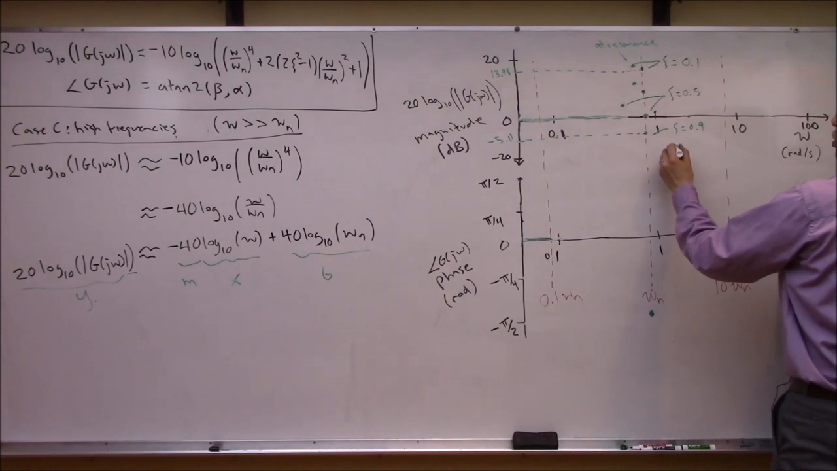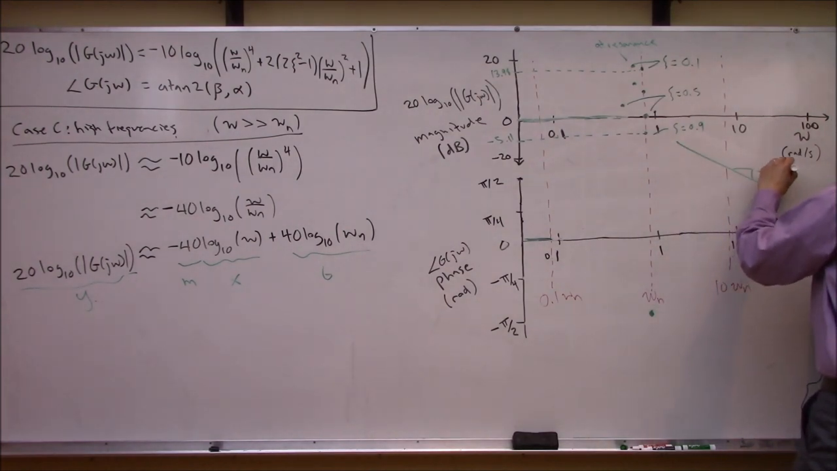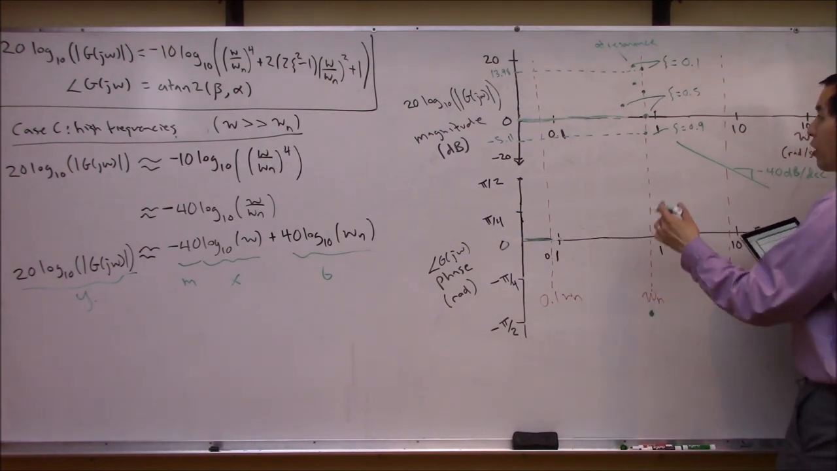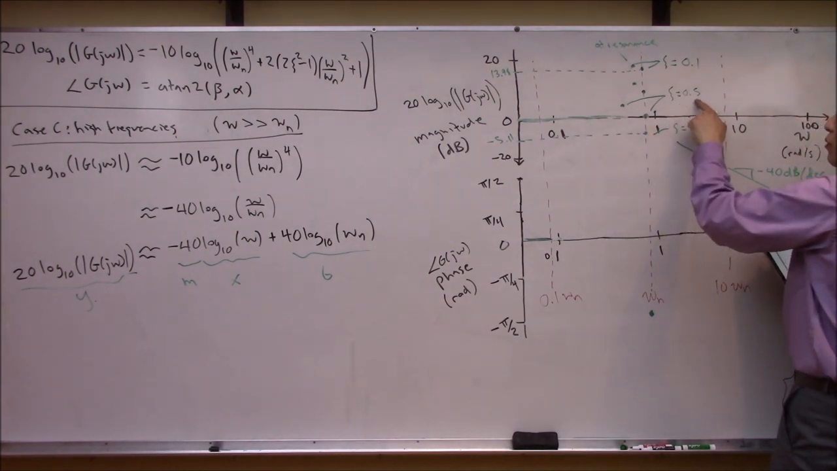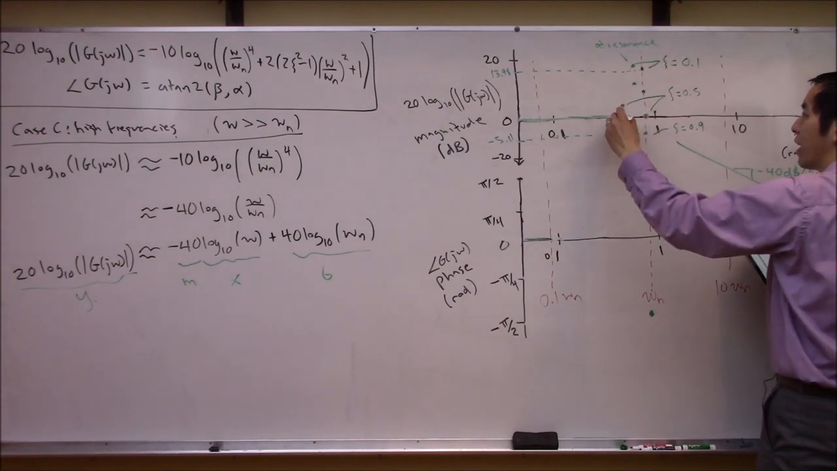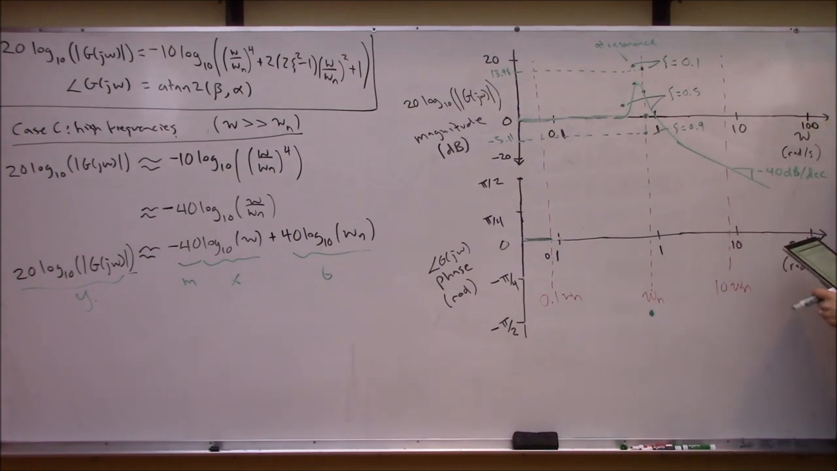Let me see if I can sketch this thing. This slope here is negative 40 decibels per decade. So here we go, we can finally start sketching this out. Depending on your damping ratio, that determines how high this spike is. But otherwise, this thing looks something like this, from the magnitude plot.